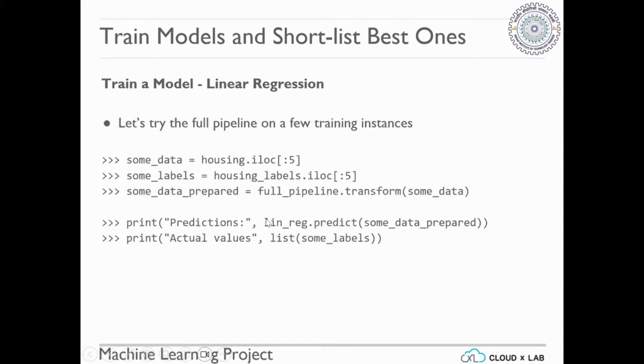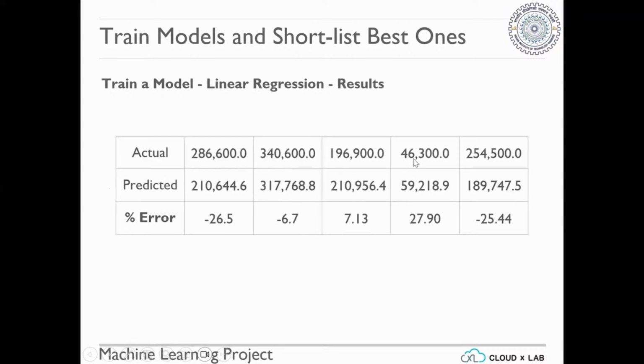Since here we are taking 5 samples, we are making predictions for 5 data points. So there are 5 results in this table, right? This is the actual value, this is the predicted value. As you can see here, we are getting errors, right? Some errors are positive, some errors are negative. So predictions are not exactly the same as the actual values, and in some cases, we are getting approximately 25% error.